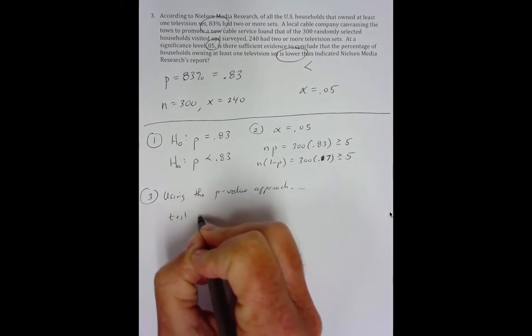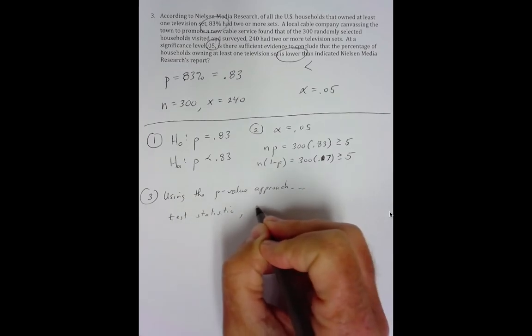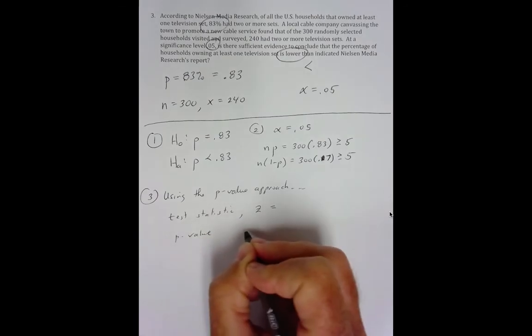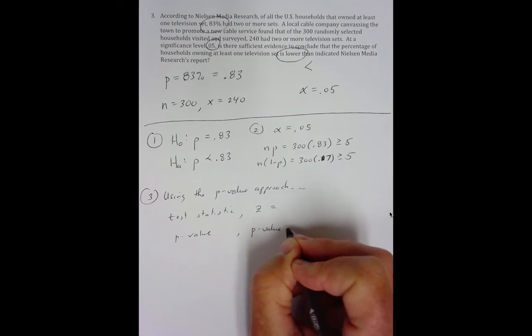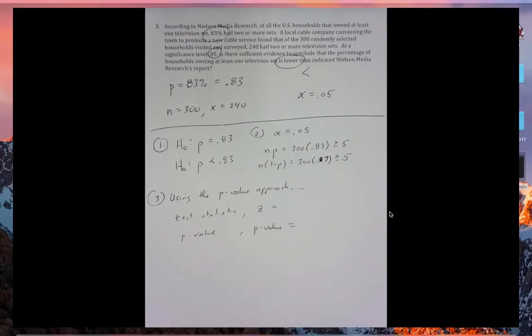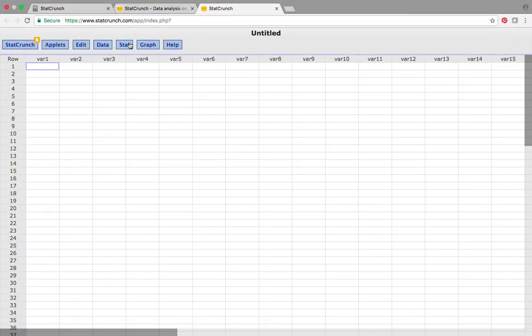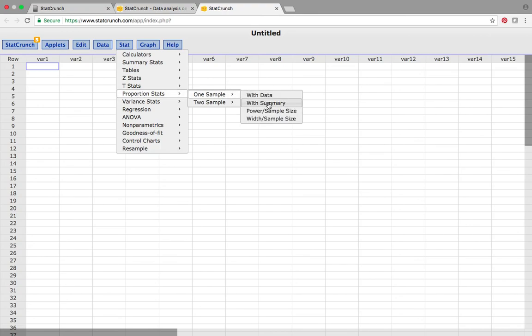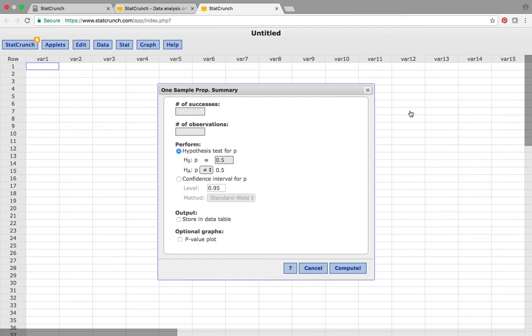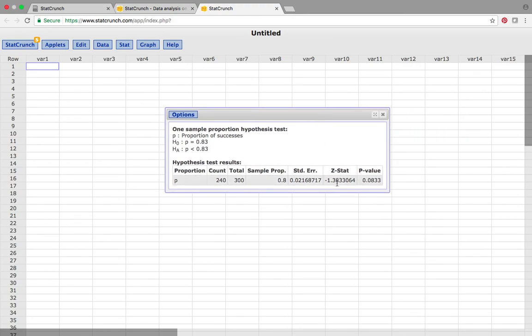So what we need here is our test statistic, and we need our p-value. All right, let's go get it. Stat, proportion stat, one sample with summary. Number of successes here were 240. Number of observations, 300. We want to test 0.83, and they want to test lower than. All right, compute. So what we get here is a z statistic of negative 1.38. I'm going to write that down. We'll go back over there in just a second. And our p-value is 0.083.